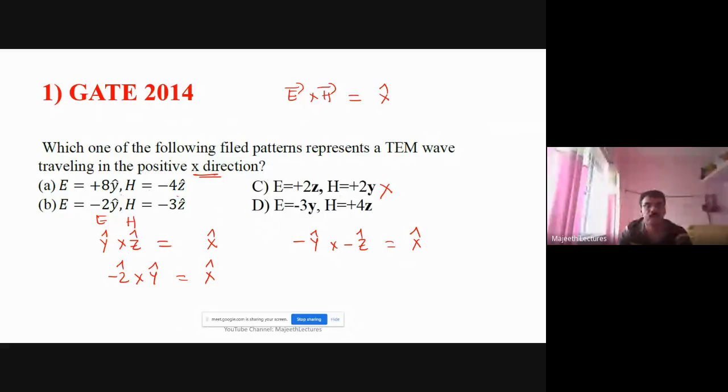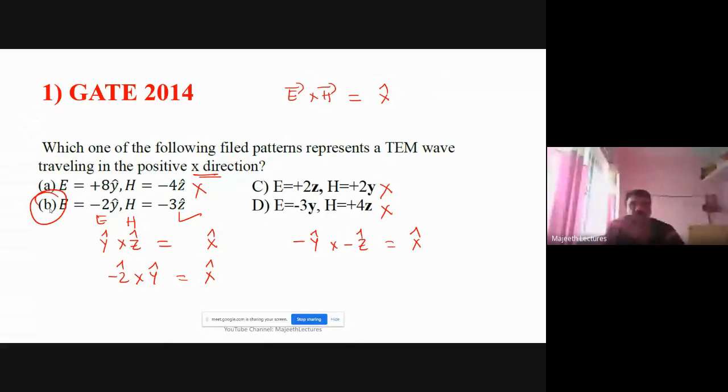Plus y minus z, plus y minus z. Is there anything plus y minus z? No. Minus y minus z, minus y minus z is present. Minus y plus z, no. This is minus y plus z, no. Wrong. So the option B is the right answer.